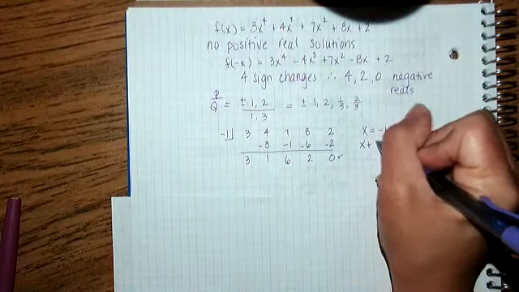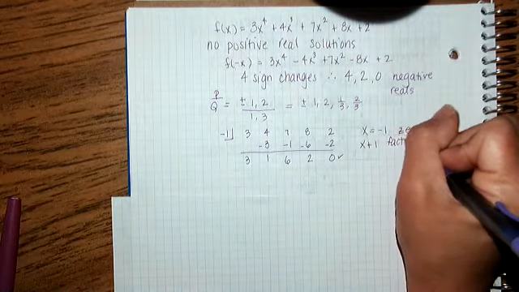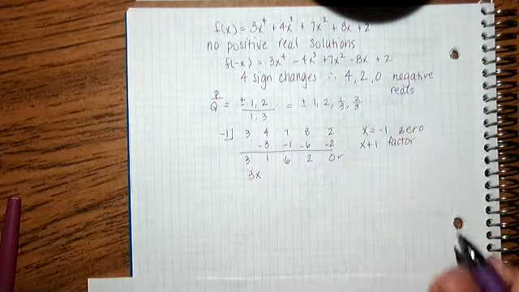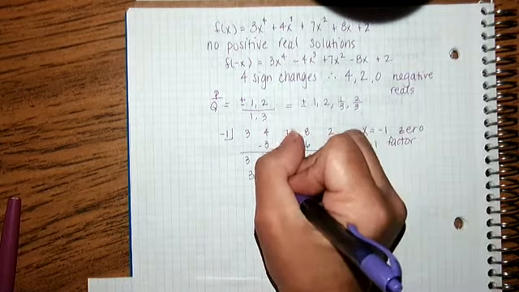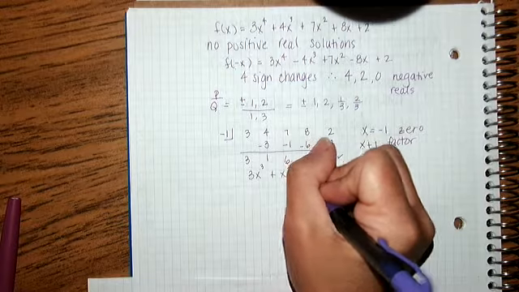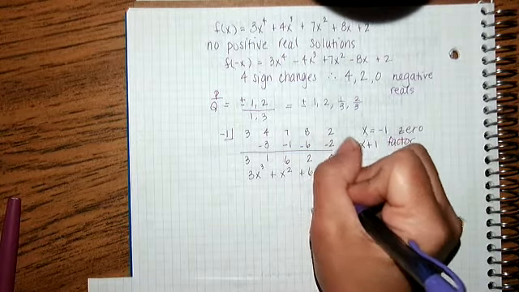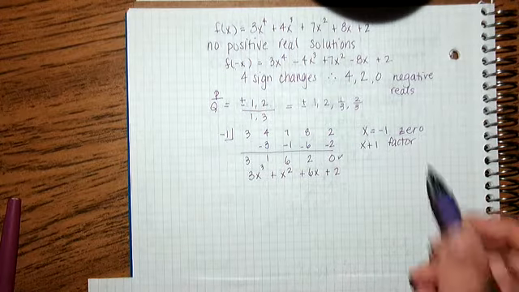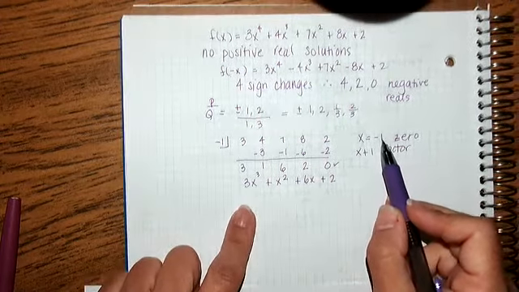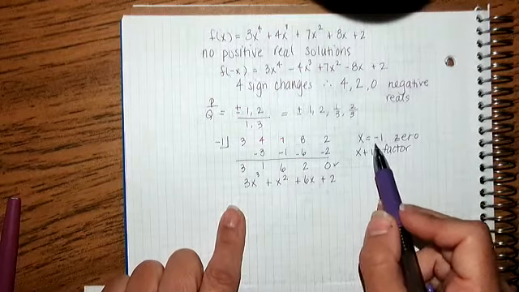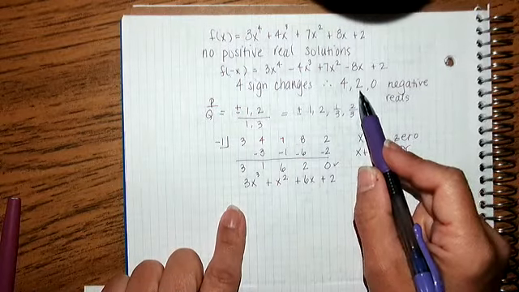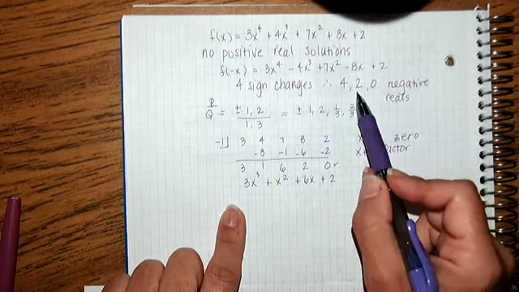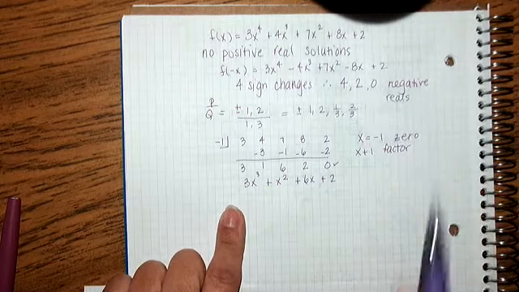X plus 1 is a factor. That leaves me with 3x cubed plus x squared plus 6x plus 2. I have one negative solution. That means that there has to be at least one more, because having one solution isn't a viable option. I have to have two now. Now that I found one negative, there has to be another negative.